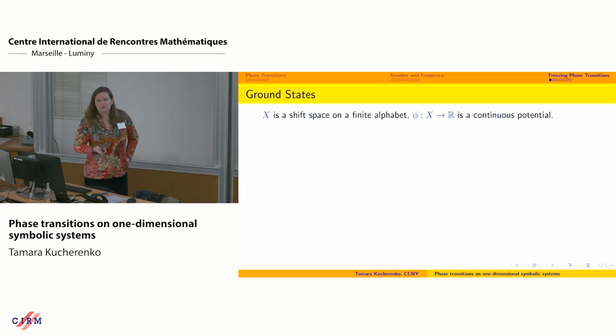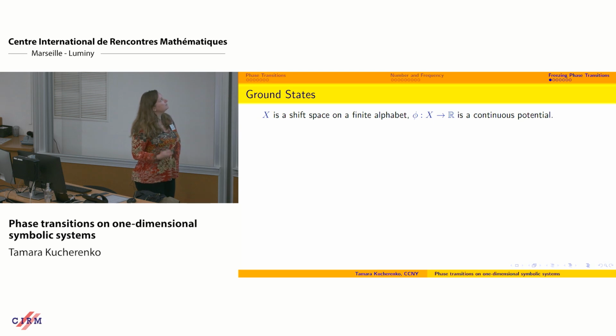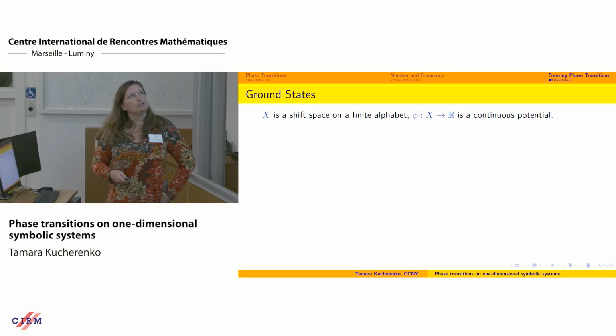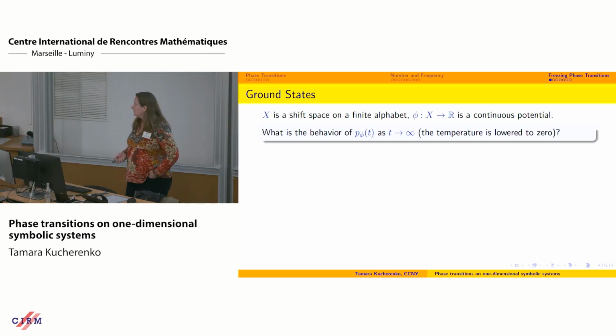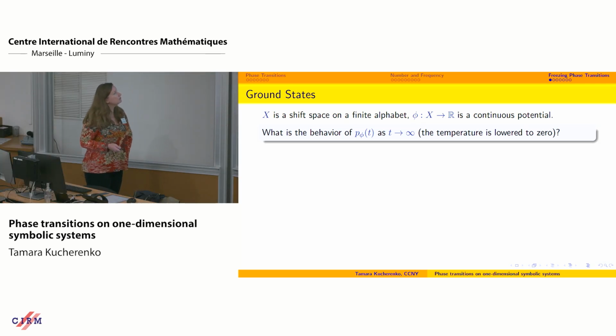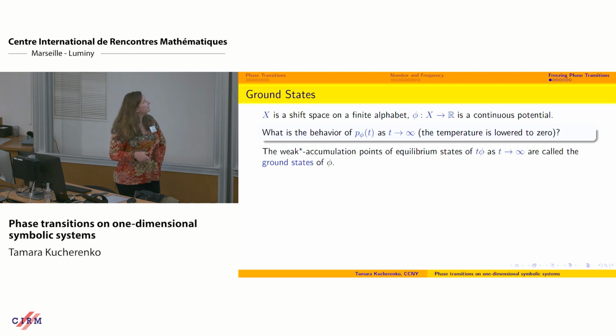So this is one aspect of the question I put on. Okay, so let me tell you again my understanding of the freezing phase transition in one dimension. As before, we have a shift space and a continuous potential, and we are interested in the behavior of the pressure function when t goes to infinity, which means that the temperature is lowered to 0. Jean René explained very nicely how we get ground states. We look at weak star accumulation points of equilibrium states of potential tφ. The potential tφ does not have to have a unique equilibrium state, but we can pick one and look at the accumulation points. And those are the ground states of φ.